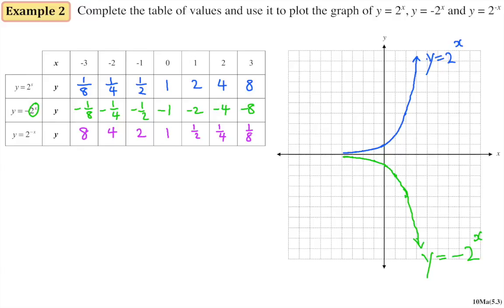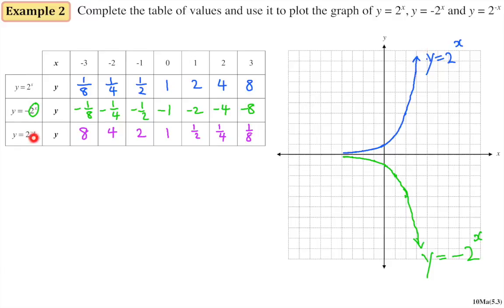You think of y equals x squared, got nothing to do with this, but it opens upwards. Y equals minus x squared is a parabola that opens downwards. Same thing happens for these ones. When you actually have y equals 2 to the power of x and y equals minus 2 to the power of x, they're the same as each other, just the minus makes the graph go downwards. Plus makes it go upwards.